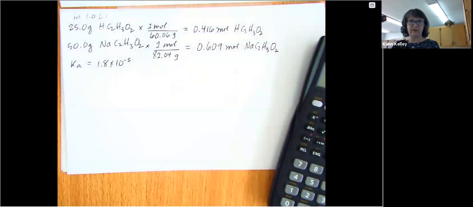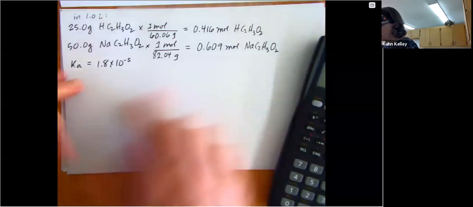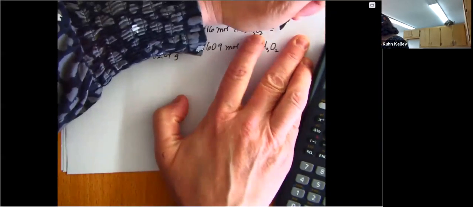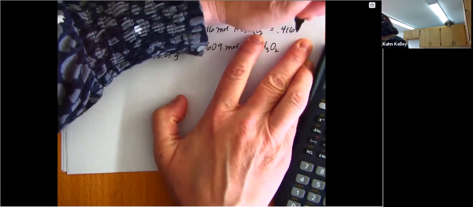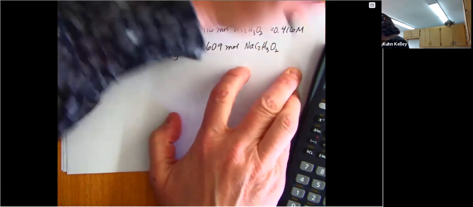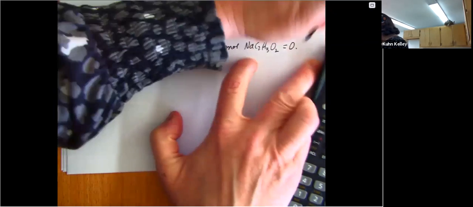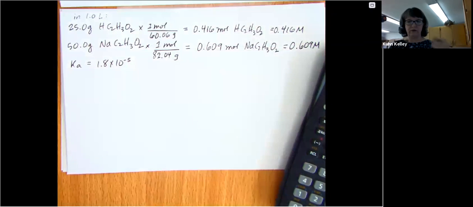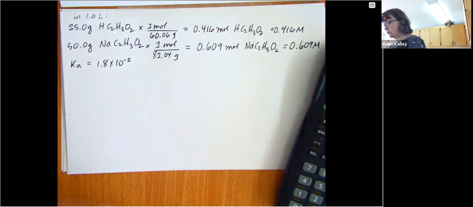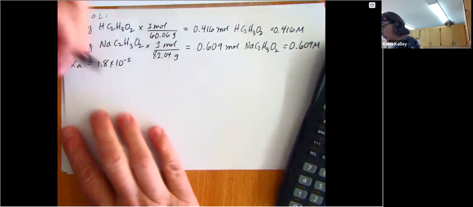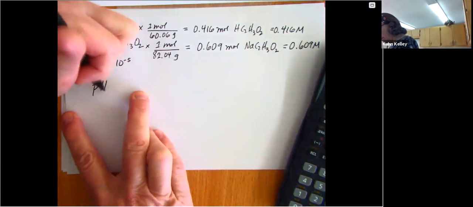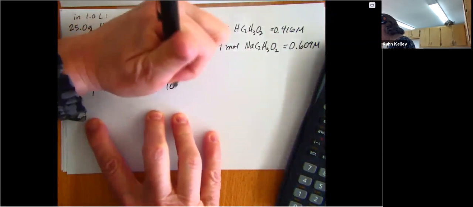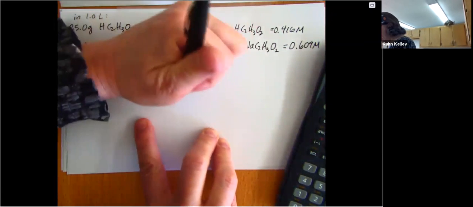And now I'm ready to use the Henderson-Hasselbalch. Because these are both dissolved in 1 liter, I know that this is really 0.416 molar and 0.609 molar. Although remember that for Henderson-Hasselbalch, you can use either moles or molarity, so either way would have been okay. So Henderson-Hasselbalch: pH is the pKa plus the log of the anion over the acid.